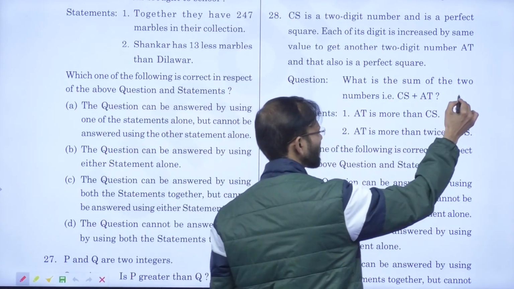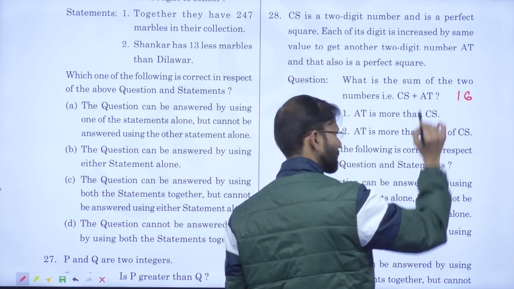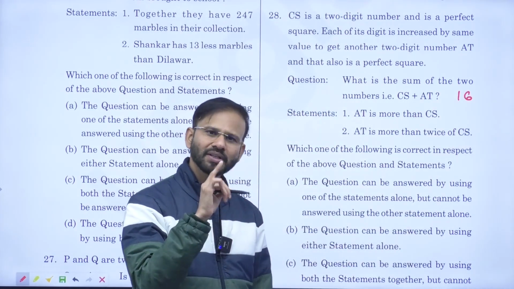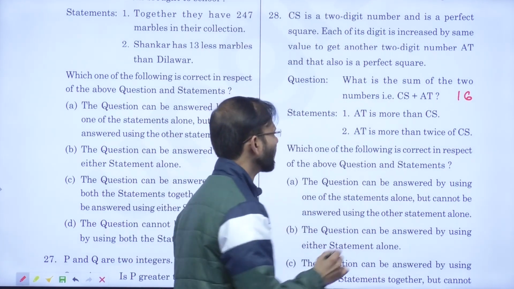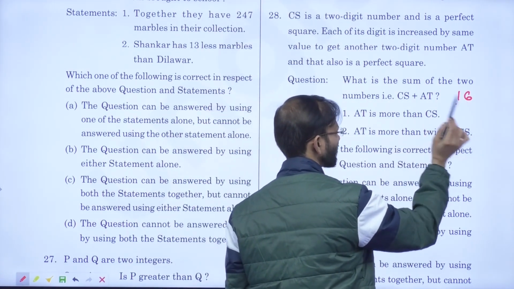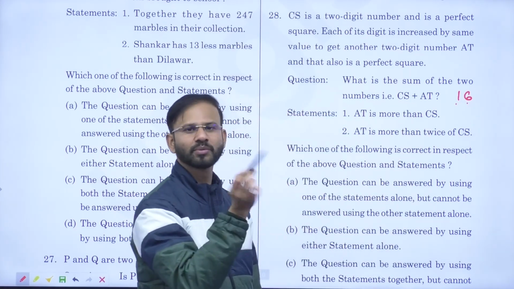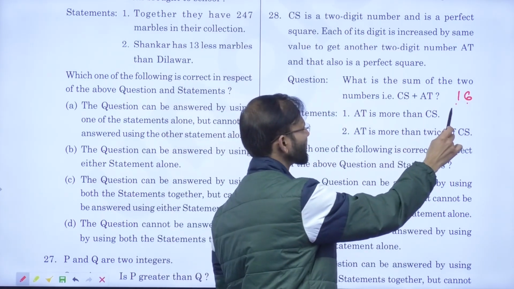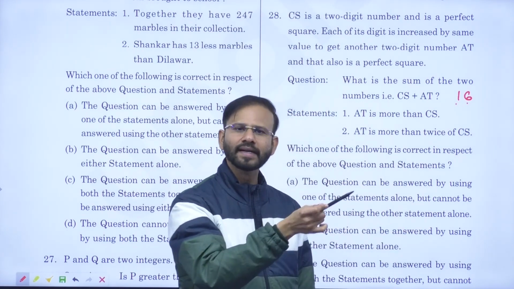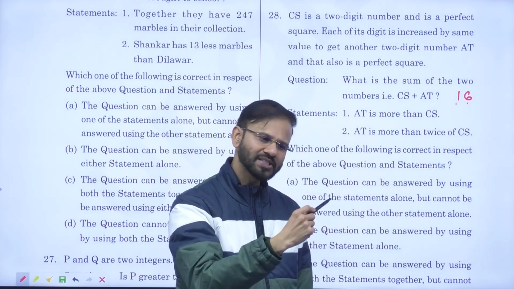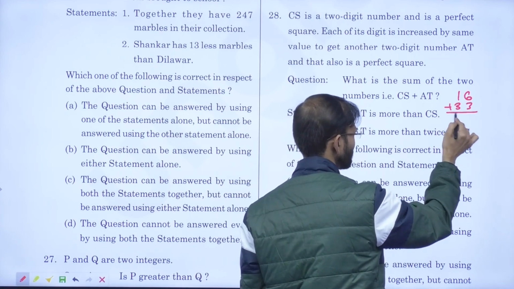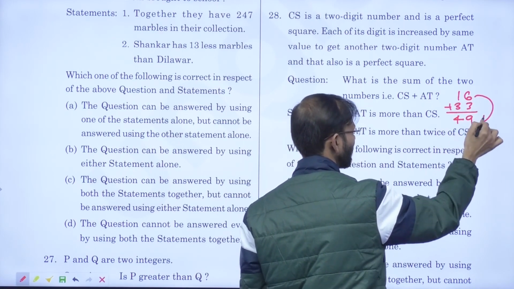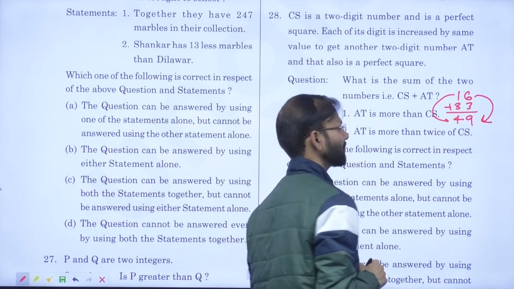Two-digit perfect square numbers. So the first two-digit perfect square number is what? 16. Both the digits are increased by the same quantity. So let's say both of them increase by 1. So this will become 27. 27 is not a perfect square. Both of them increase by 2. So this will become 38. 38 is not a perfect square. Both of them increased by 3. So this will become 49. So 49 is also a perfect square number.